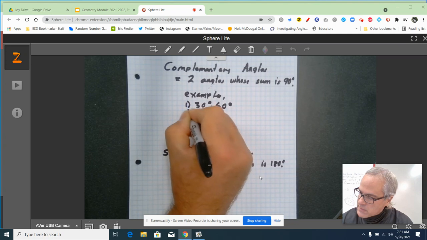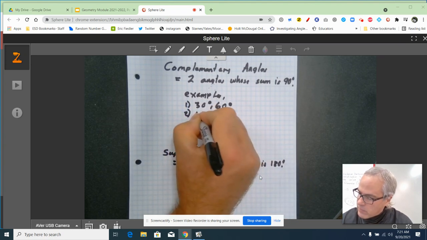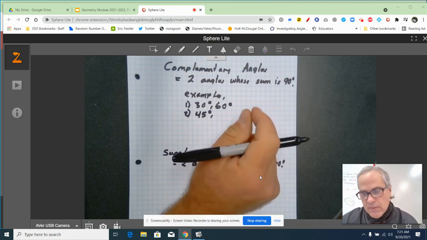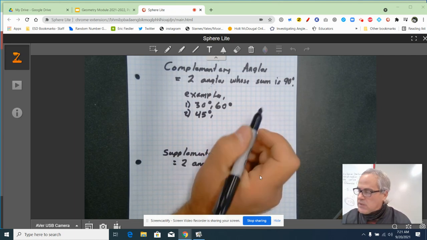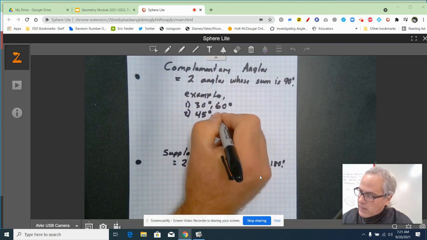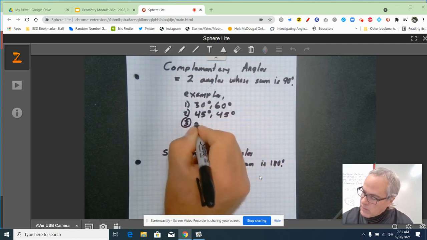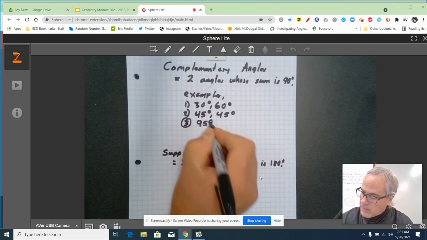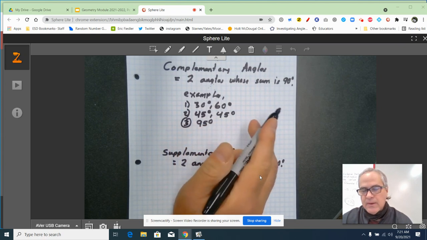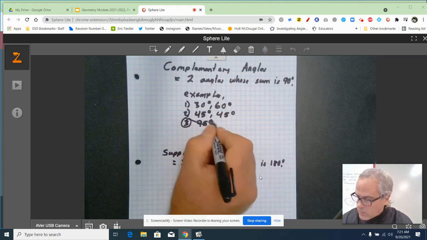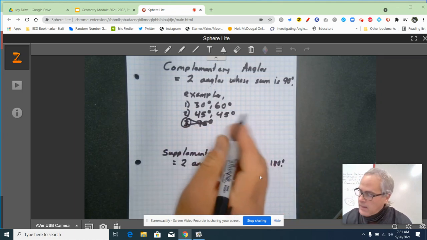That's the first example. Here's a second example. How about 45 degrees? Do it the way that I described second, because I'm going to set you up for a special type of question in a moment. 90 minus 45 is 45 degrees. How about 95 degrees? Well, wait a minute. Two angles that add up to 90. We don't talk about negative angles in geometry. This one we can't do.